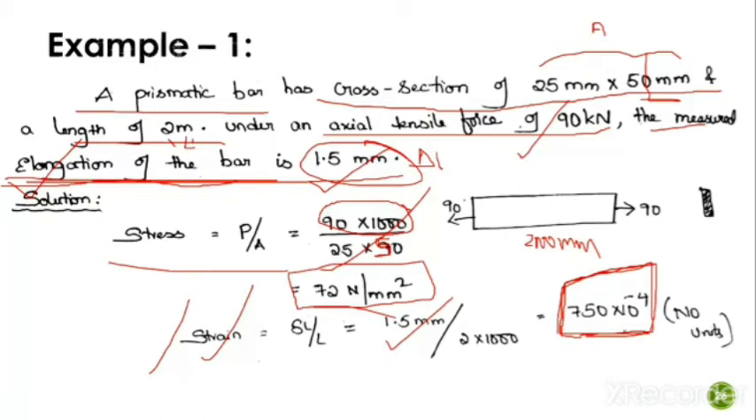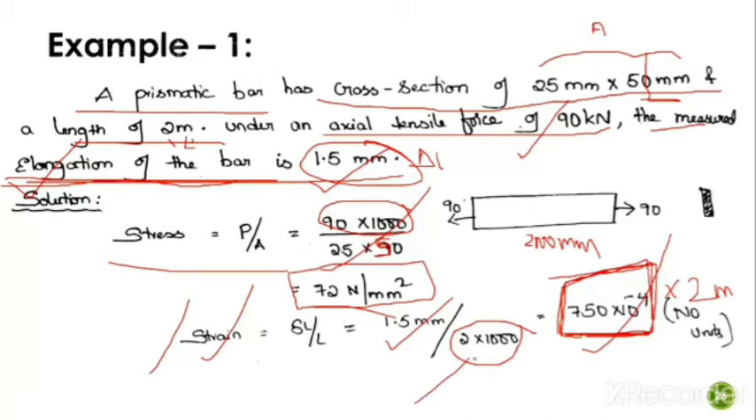If you multiply this again with the total length of the bar, 2 meters, you get the total elongation. But as you are dividing by the length of the bar, what you are getting is the deformation per unit length. I hope you understood this. So this is a simple example.